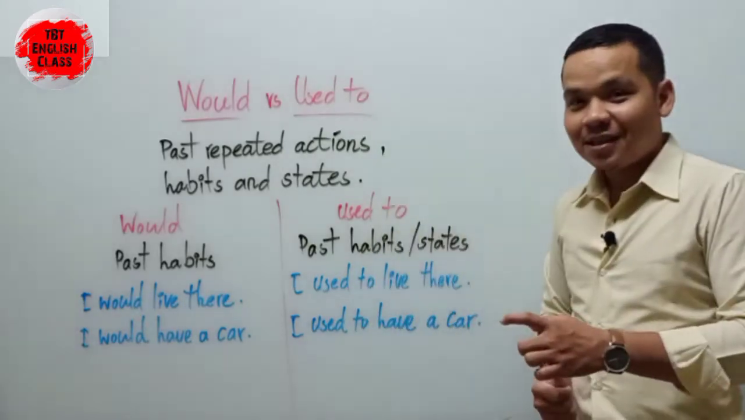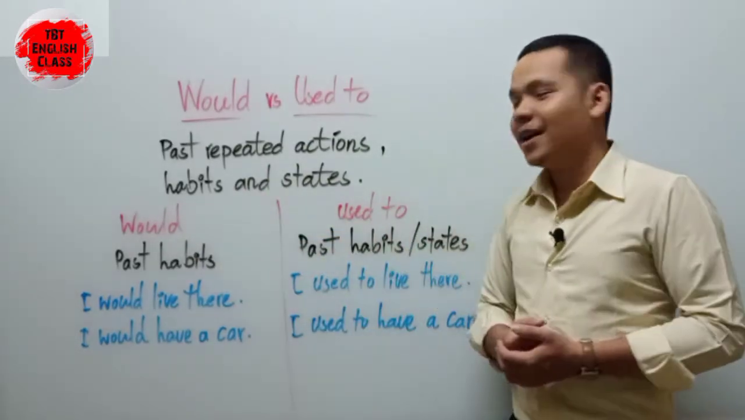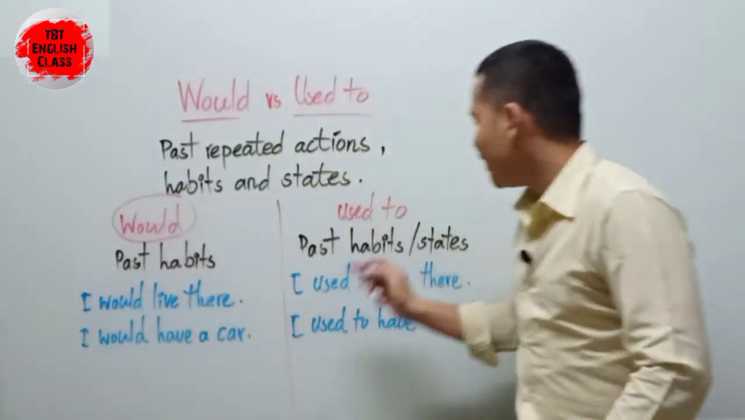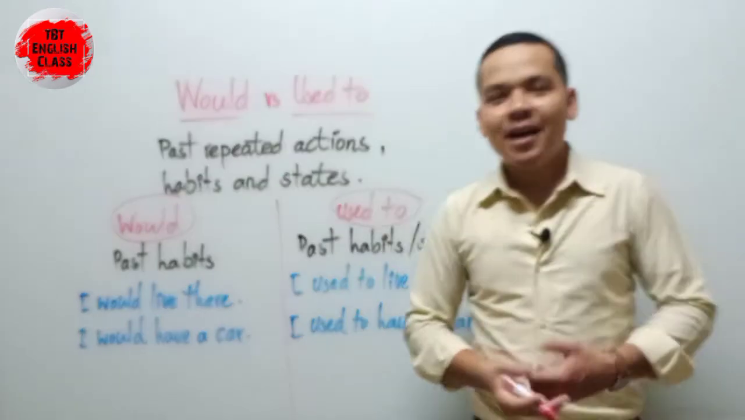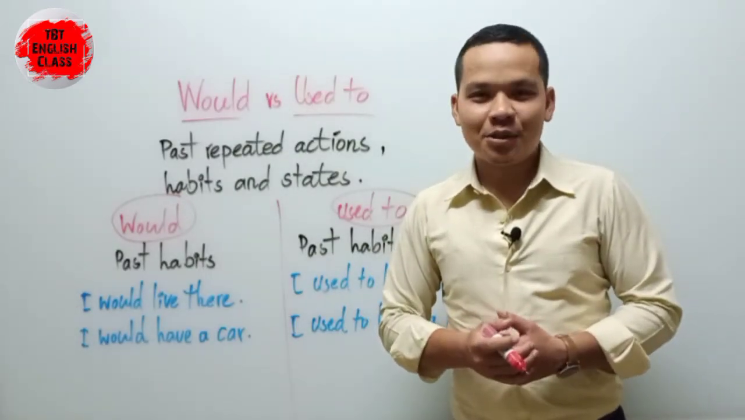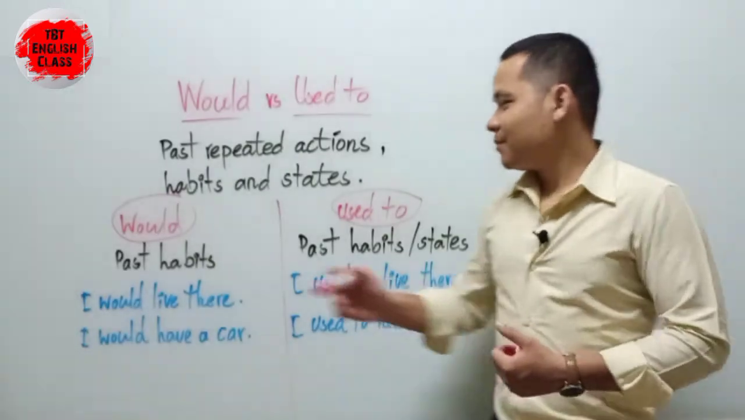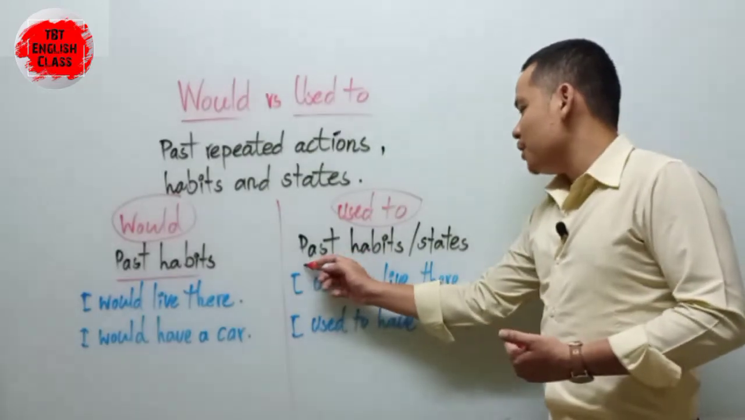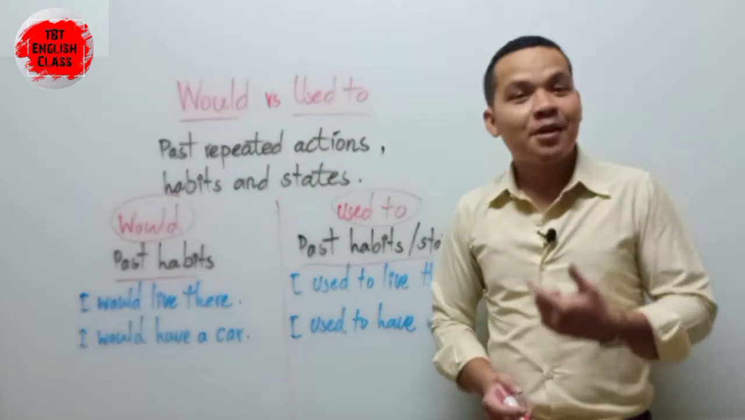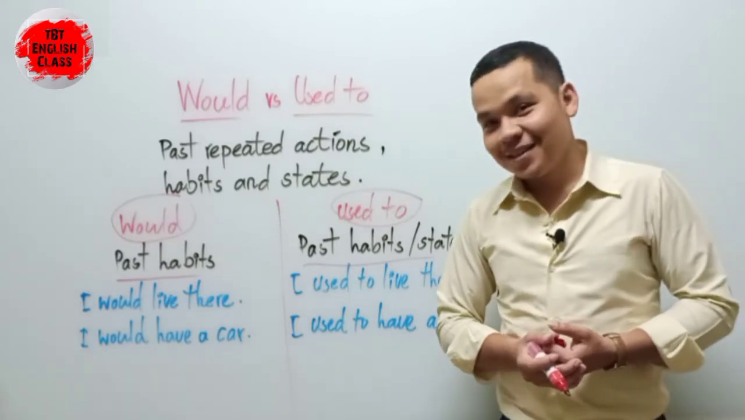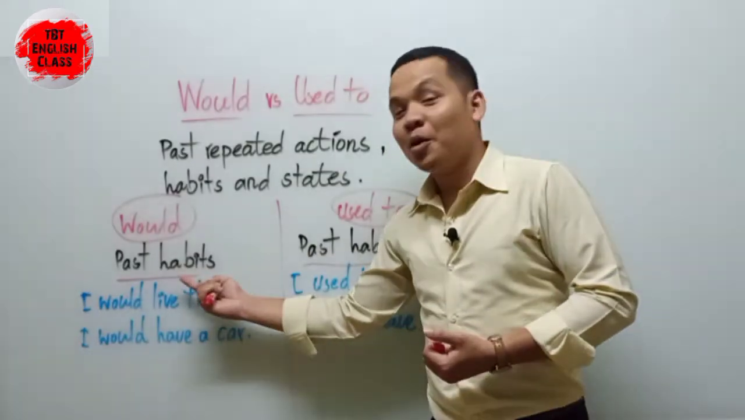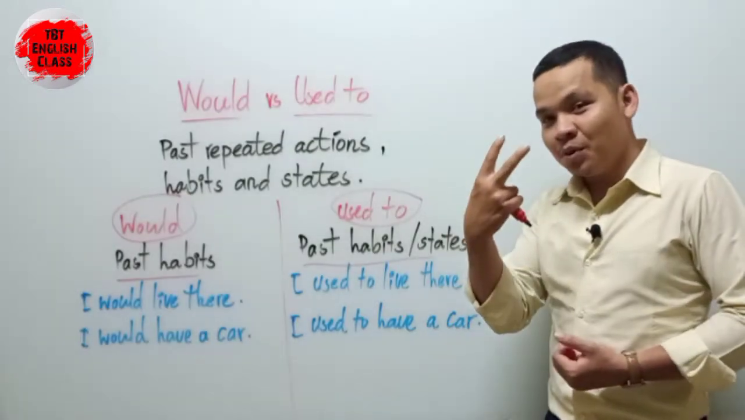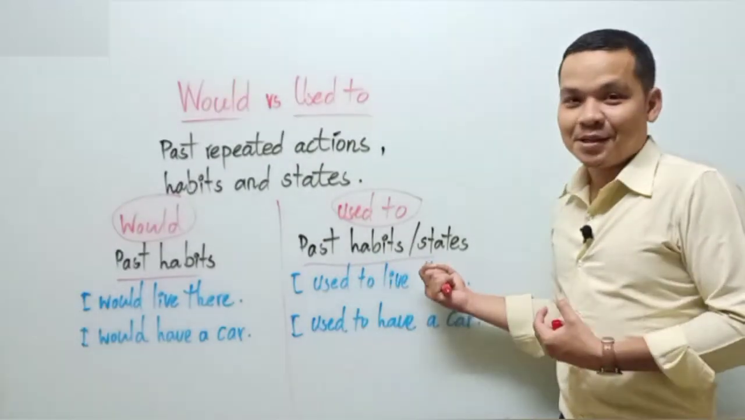But the way that we use them, you can see one by one over here. Would and used to. What are they different to use? So would, we use to talk about past habits. And used to, we use to talk about past habits and states. So what is the difference? You can see, would only talks about past habits, but used to, we talk about both past habits and states.